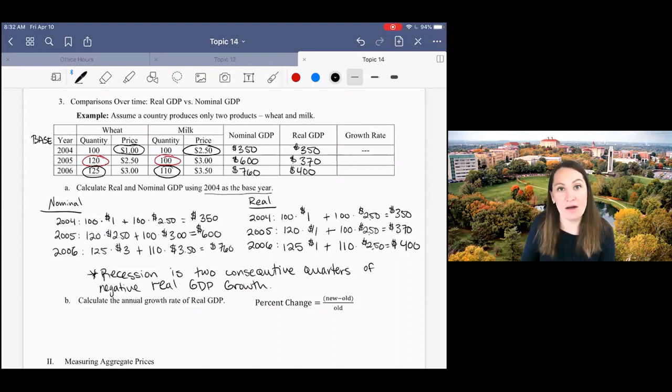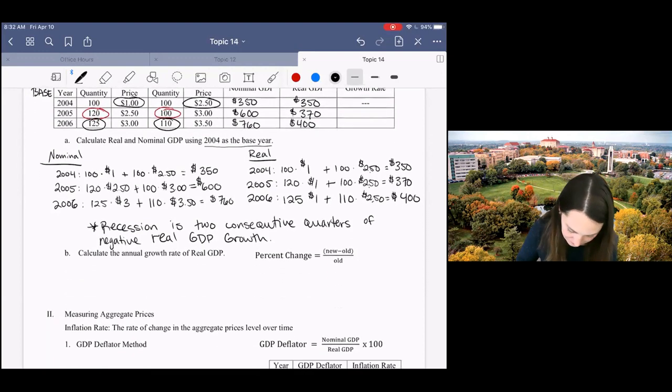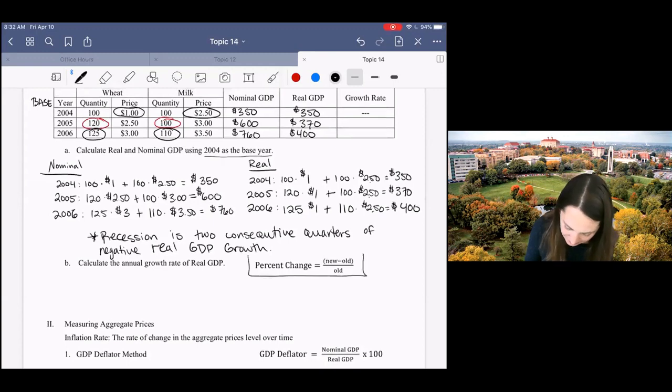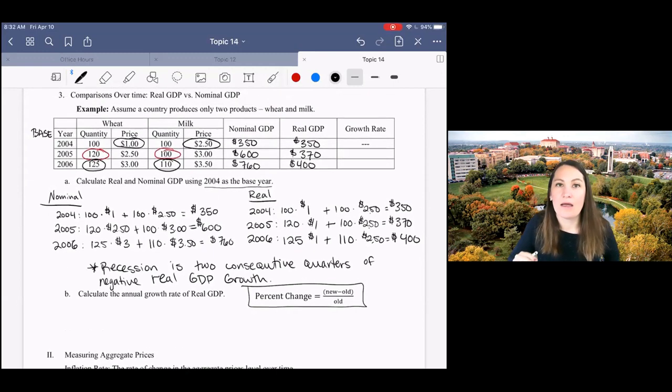All right, so let's go ahead and calculate the growth rate of real GDP in this example. You'll remember back to when we were calculating elasticity that we used our new minus old over old formula to calculate percent changes, and we're going to do the same thing here. Now, when you're calculating growth rates in non-consecutive time periods, there is a much more complicated formula that you would need to use. I am not going to ask you to do that. I'm going to ask you to only calculate growth rates in consecutive time periods. So you can always use this new minus old over old formula to calculate your growth rates.